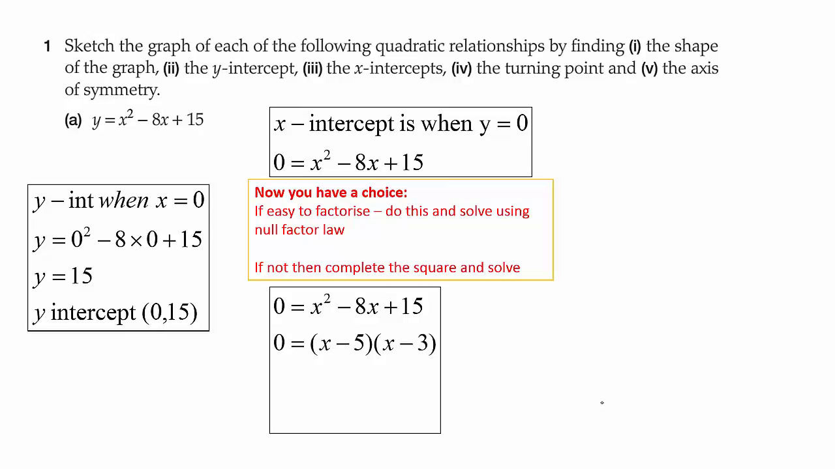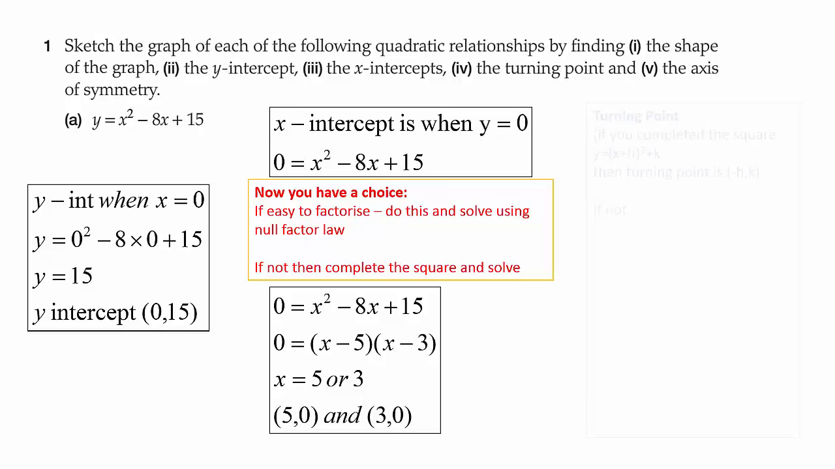Remember the null factor law: one of these has to be equal to 0. So x minus 5 is equal to 0, or x minus 3 is equal to 0. So x would be 5 or 3, and as two points, that would be (5, 0) and (3, 0). Now we have the x-intercepts, so 2 points there, and the y-intercept, that's 3 points.